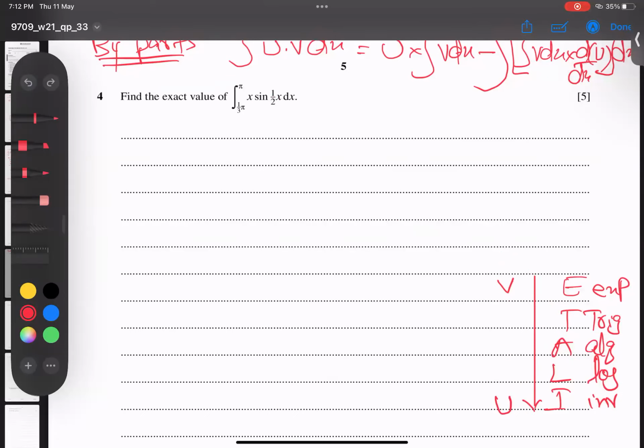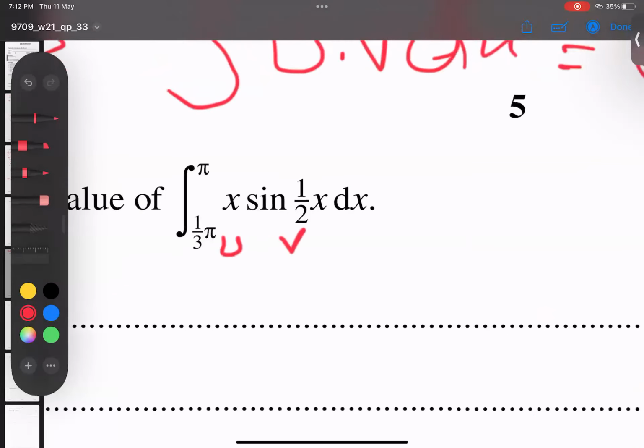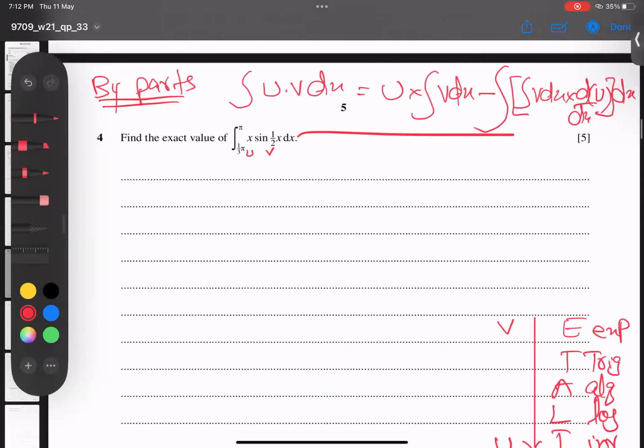I think you got my point. So this is U and this is V. This is the basic proper way to start. So let's start. Keep your eye on the formula, students. He said exact value. So first of all, U copy. U copy means X copy. Done. Then V integration means sine half X integration.